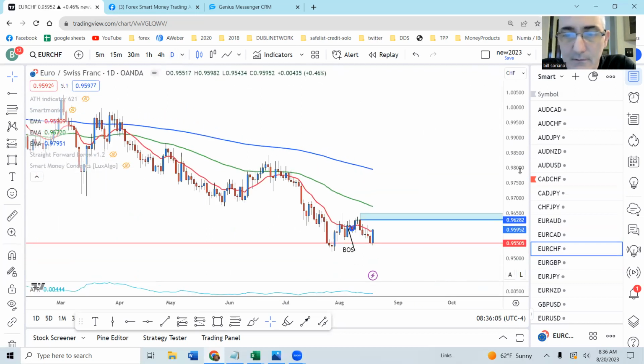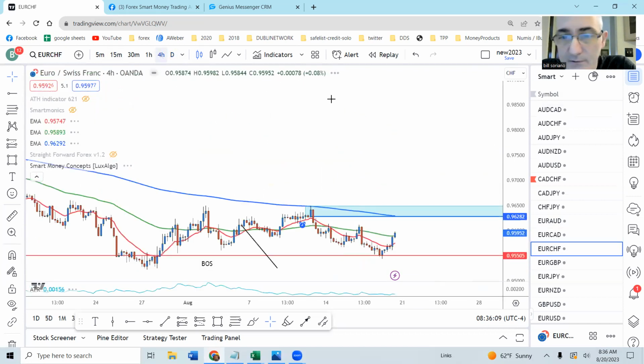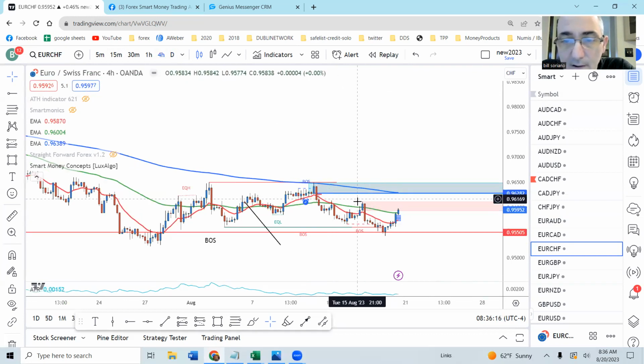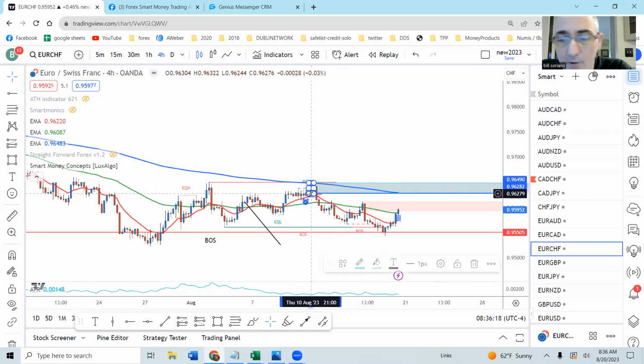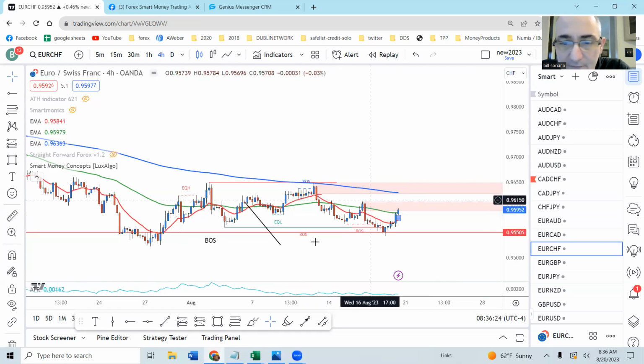EURCHF, we got a bearish order flow here. As you can see, we have this order block marked up. We now have another order block here that has been hit. So, see, this is the reason why these alerts didn't go off, is because we didn't have this order block marked up. We've got a new break of structure to the downside, okay? And our point of interest would be right here. So our point of interest is already hit.